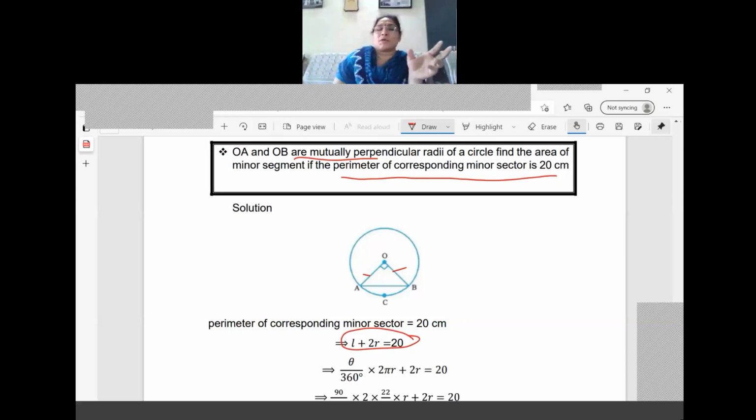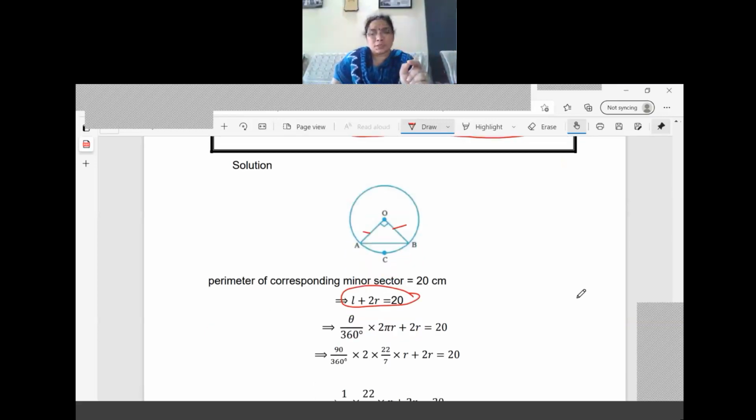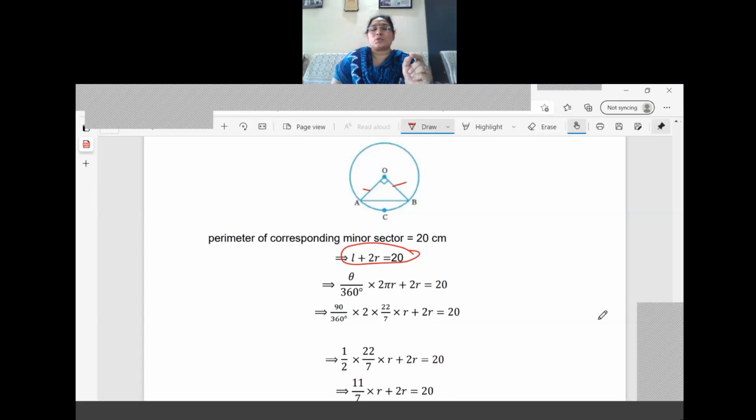Now from this, what we can calculate, let us see. Because L plus 2R equal to 20, L we are substituting with the formula theta by 360 into 2 pi r, plus 2R. Theta by 360 into 2 pi r plus 2R, we are substituting the values: 90 by 360 into 2 into 22 by 7 into r plus 2r.